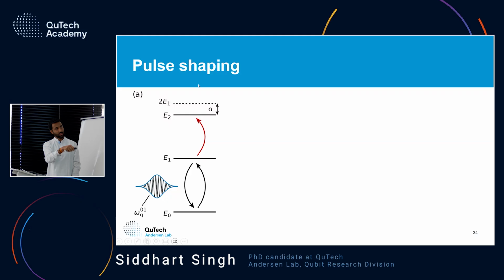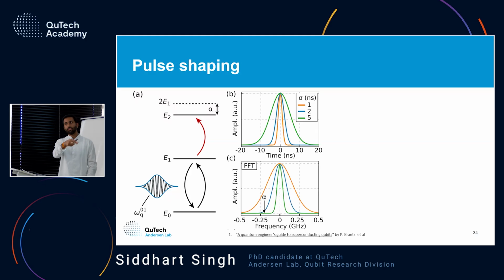The problem is when you have this kind of envelope, in this case, a Gaussian envelope, the envelope will have a spread across time and frequency. So on top in the B figure, you have the Gaussian pulse for 1, 2, and 5 nanoseconds. And in the C figure, you have the Fourier transform of this figure where you have the frequency on the x-axis.